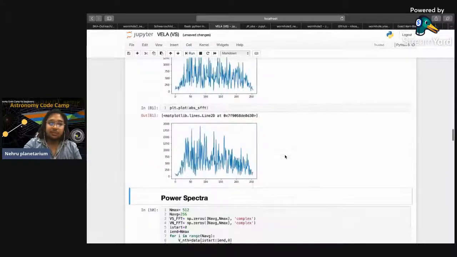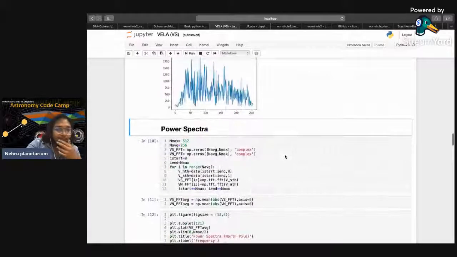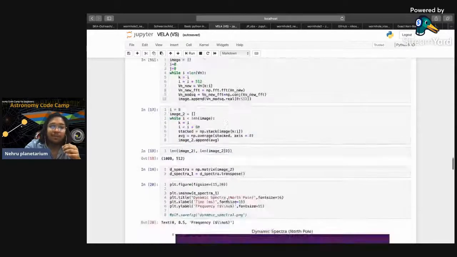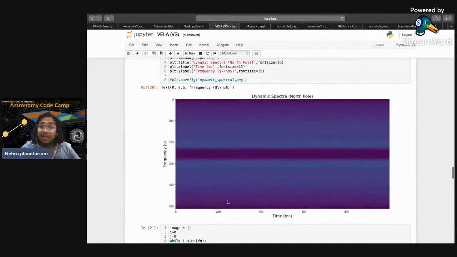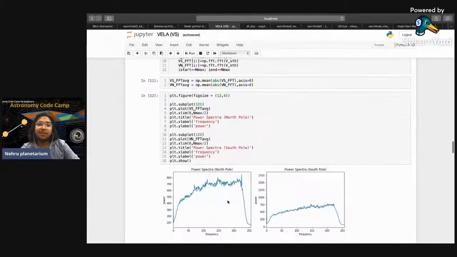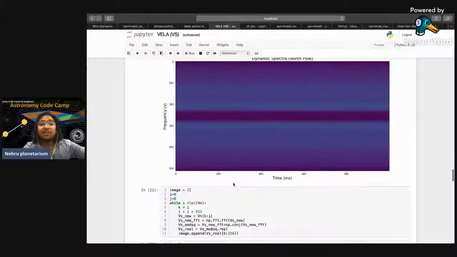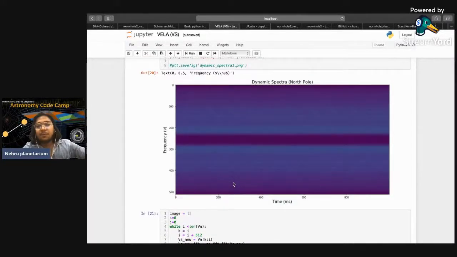So this was the first part, and after that comes the power spectra and doing this whole thing, which is much more complicated than what we have done till now. And then comes the dynamic spectra, which is the most interesting thing. Right now we are doing voltages versus time, then voltage versus frequency, then power versus frequency and power versus time. Now what we'll do is frequency versus time.